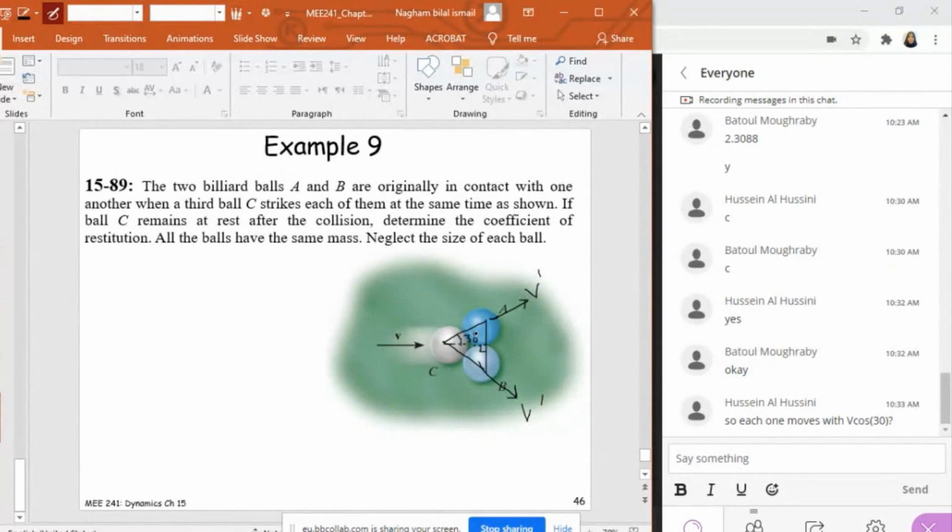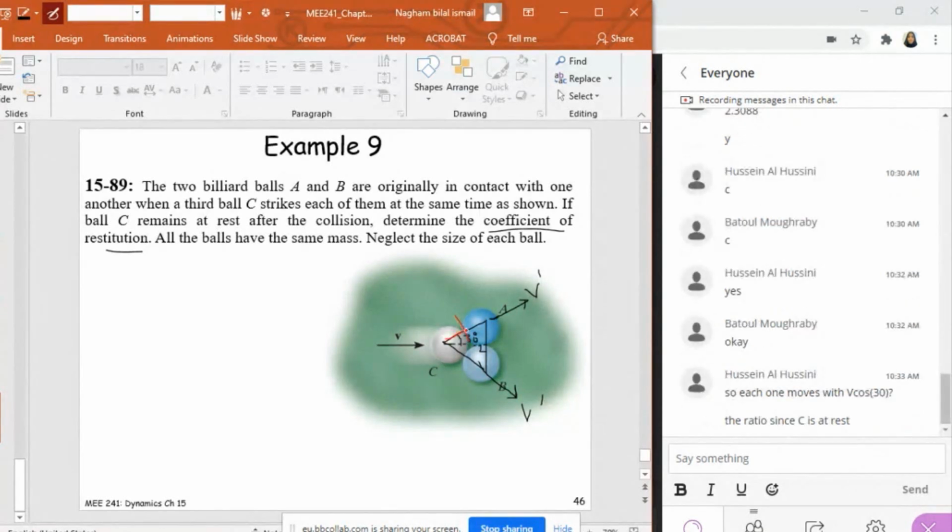Okay. Now the question is to find the coefficient of restitution. In fact, guys, the question should be more precise. What is the coefficient of restitution between C and A, or between C and B? Now, guys, if I take the impact between C and A, what will be the line, the plane of contact? This will be the plane of contact, right? And then this means that this will be the line of impact, right? So this will be the line of impact. I'm going to call it X prime.